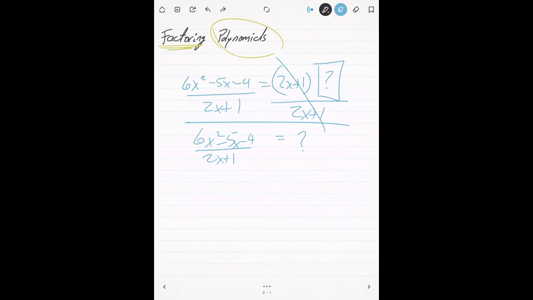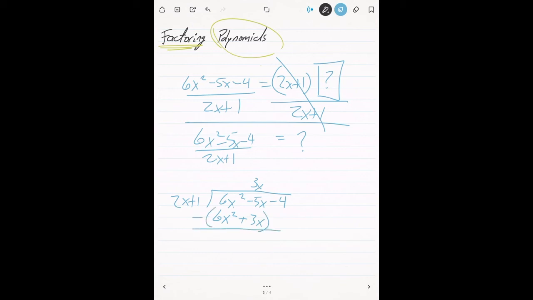Hopefully you remember the process of polynomial long division. That's where we take the divisor and divide it into the dividend. Here the dividend is the trinomial 6x squared minus 5x minus 4, and the divisor is 2x plus 1. I'm going to move fairly quickly through this. You take the leading term and divide it into the leading term of the dividend. So what times 2x gets you 6x squared? Well, that should be 3x. So 3x times 2x got us 6x squared, and then 3x times 1 got us 3x.